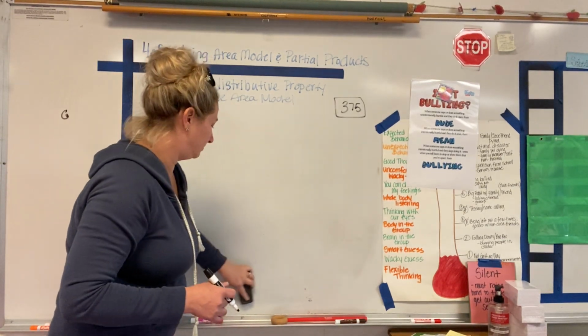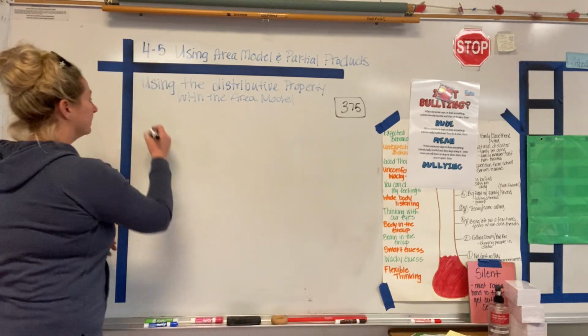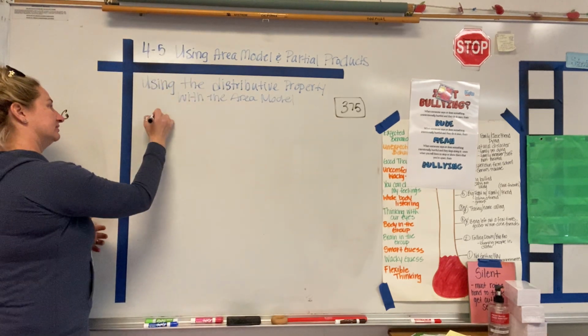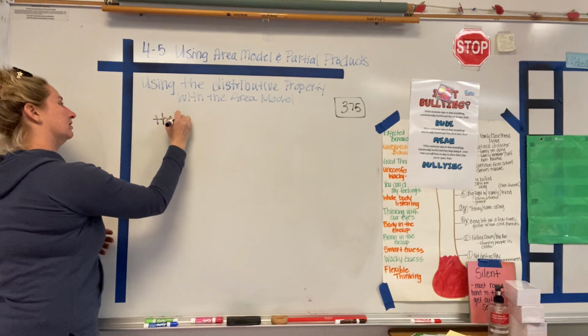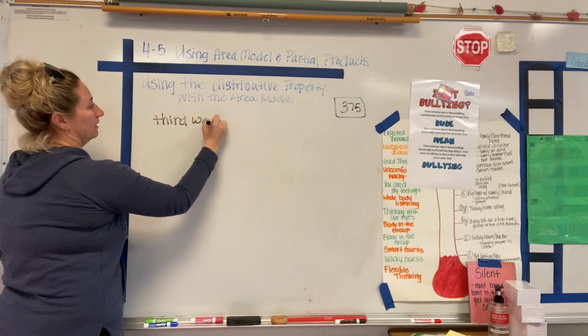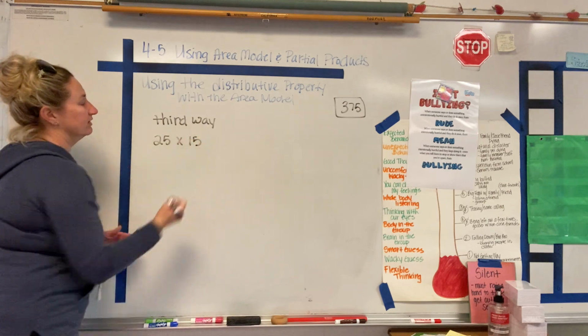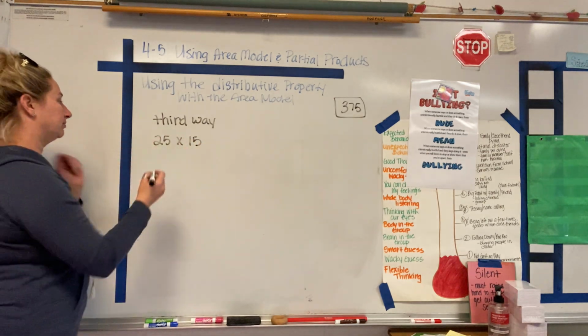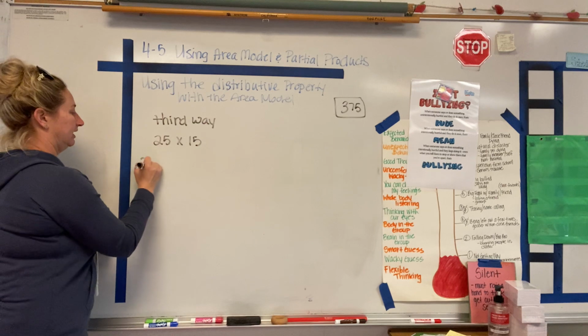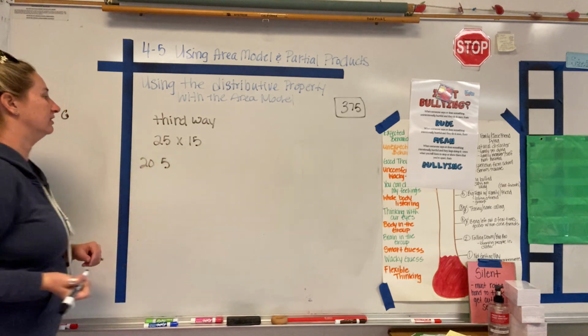All right, so remembering our answer is 375. So this is another way, the third way, and that's 25 times 15. Now, instead of breaking apart 15, I'm going to break apart 25. So 20 and 5.